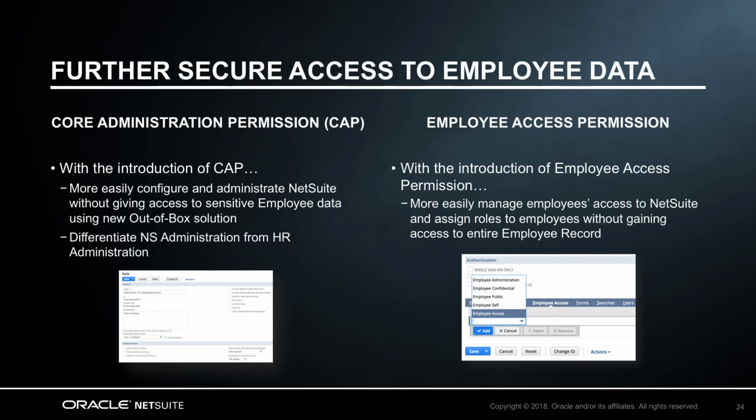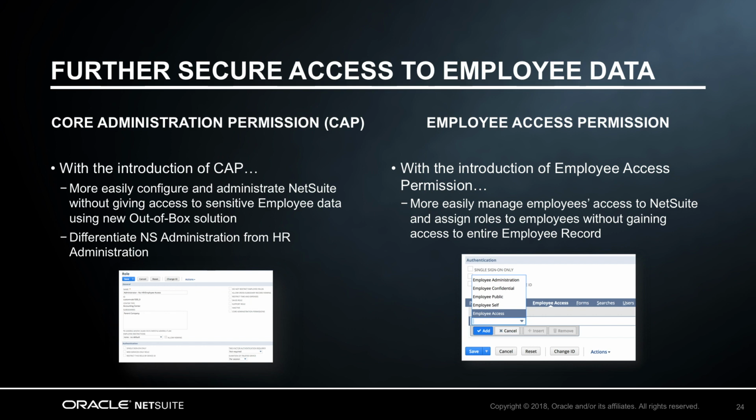With the 19.1 release, your sensitive HR and employee data will become even more secure. Core Administration Permission, CAP for short, allows you to carefully manage access to highly regulated data. It's now easier than ever before to configure a role in NetSuite with all of the administrative abilities without the access to sensitive HR and employee data. Core Administration Permission, CAP, can be enabled via a checkbox on the Role Setup page.